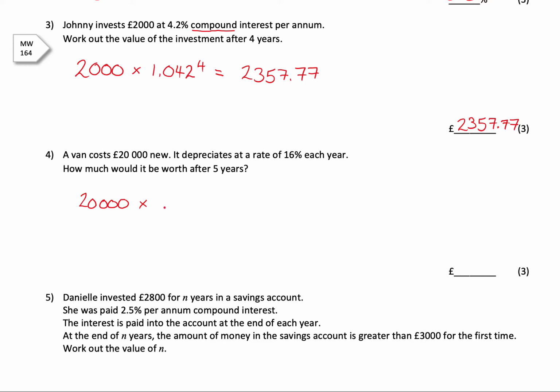So if you want to decrease something by 16%, what you've got left is 84%. So we're multiplying by 0.84. And we do that to the power of 5 to find out what this van is worth. So that would be £8,364.24.